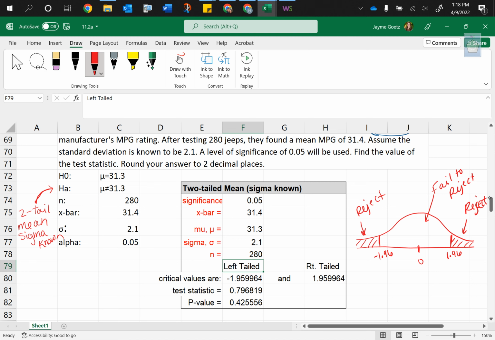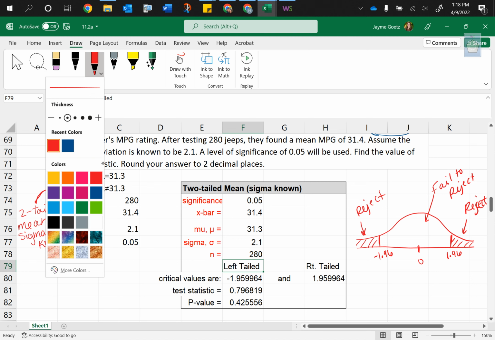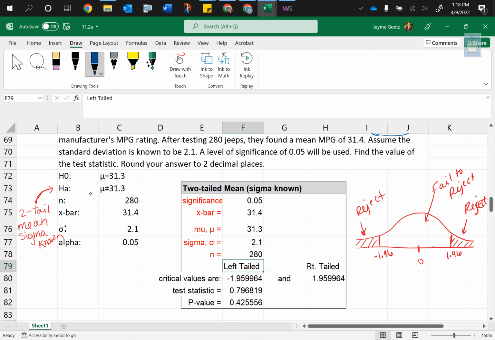So let's see what kind of test statistic they gave me here. They gave me a test statistic of 0.7968, so that would be 0.80. Well, 0.80 would be in between 0 and 1.96, so it's going to be about right here. That is going to be my test statistic of 0.80. And if you'll notice, that is in the fail to reject region. That's in the fail to reject region. That means we fail to reject my null hypothesis.